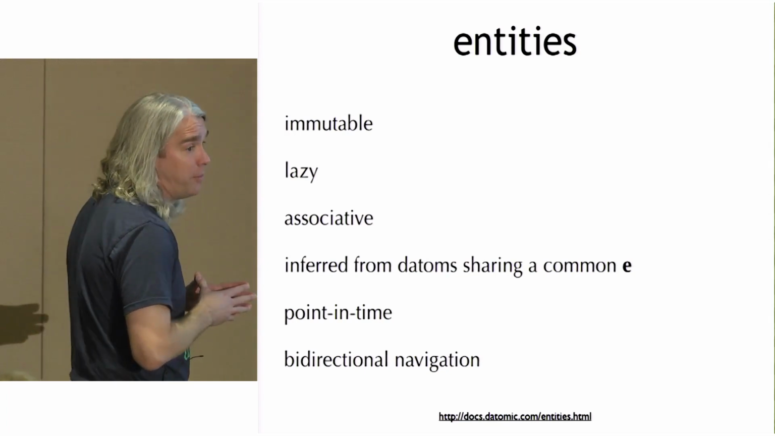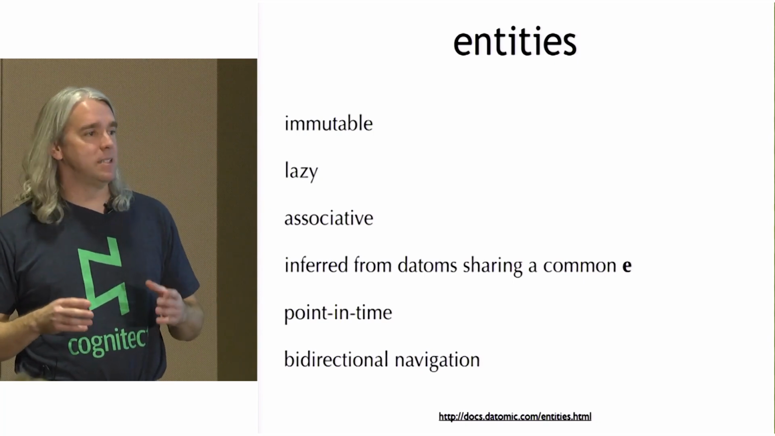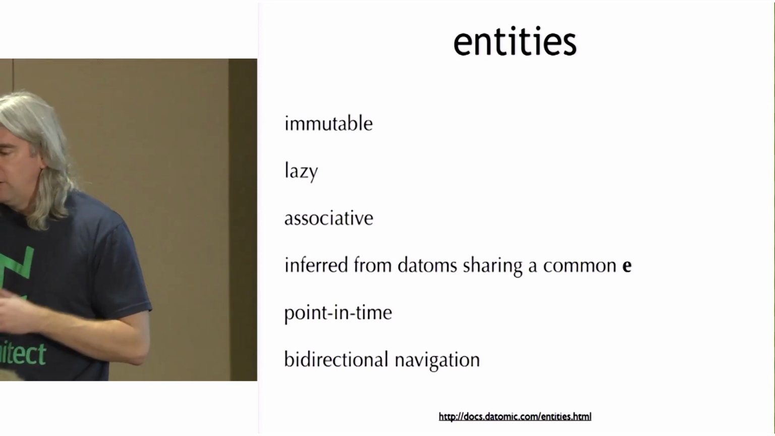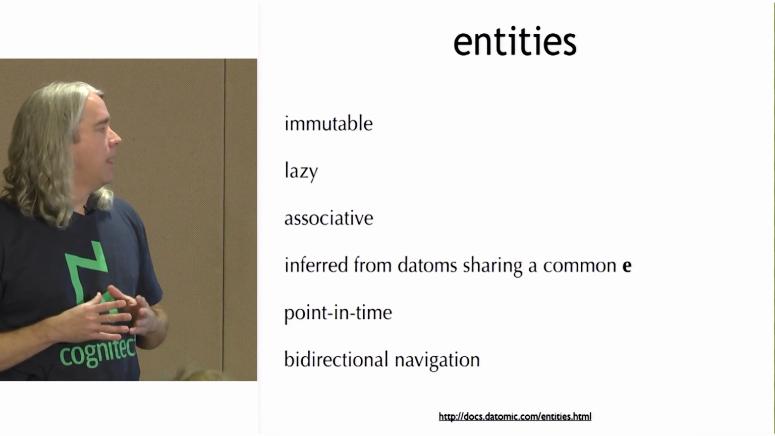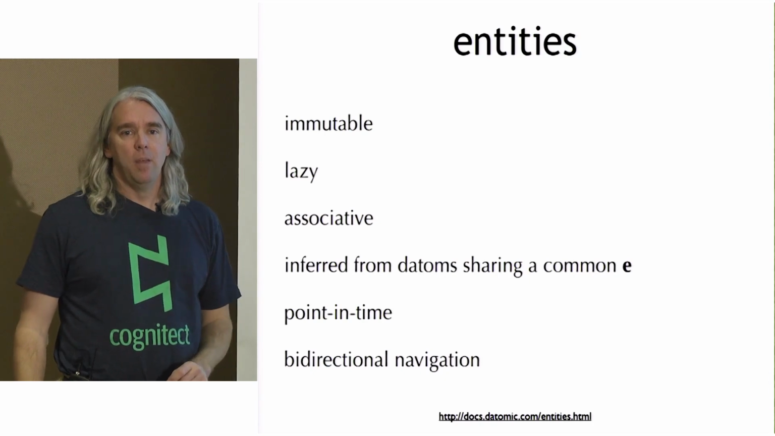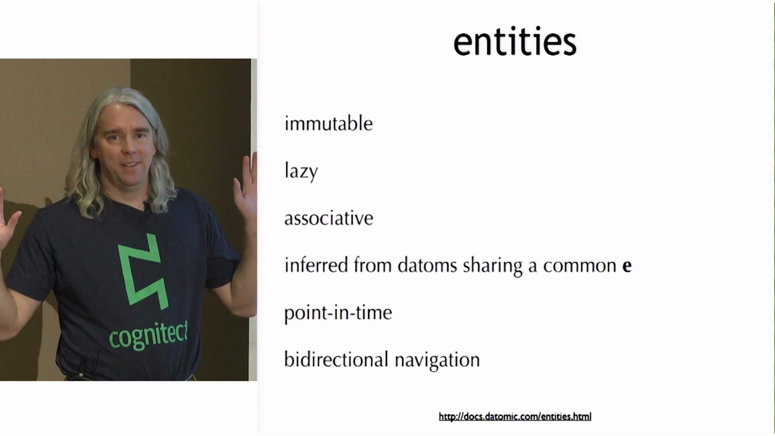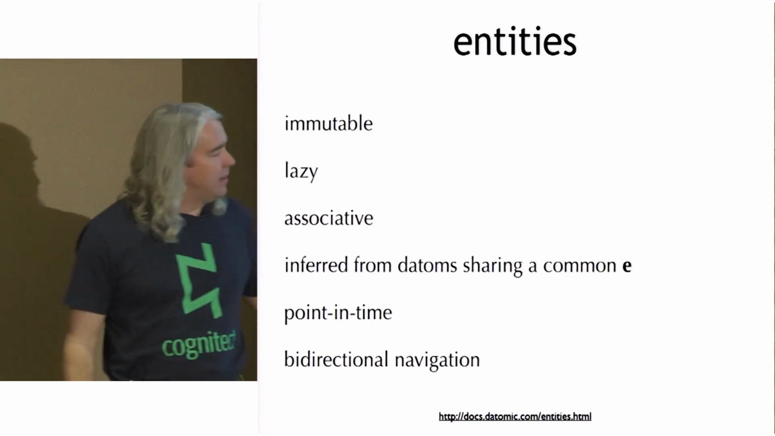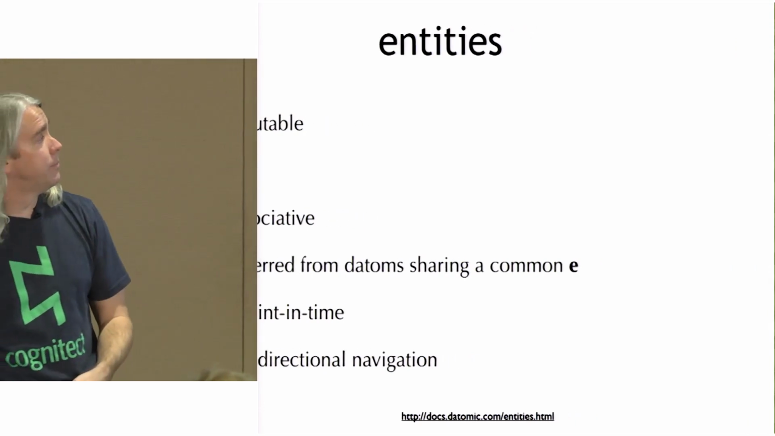Entities are associative. So they associate keys and values. Right? This order has fulfilled true. This order has line items, whatever. And in terms of the physical model, it's inferred from all the datums that share a common E. As you'll see when you think about it, entities represent a point in time. Because they're an associative view, the ability to keep track of time falls away. And you'll see that in a second, you know what I mean. And because we have indexes in every direction in Datomic, entities can be navigated bidirectionally.